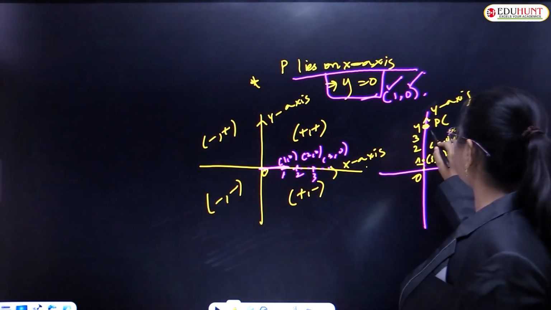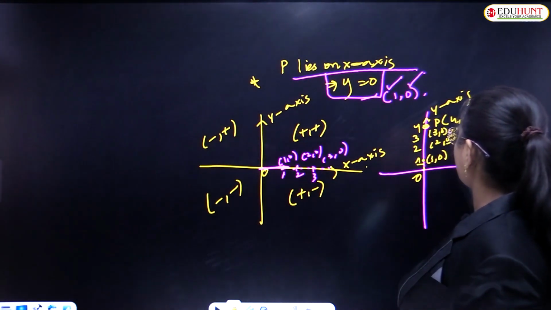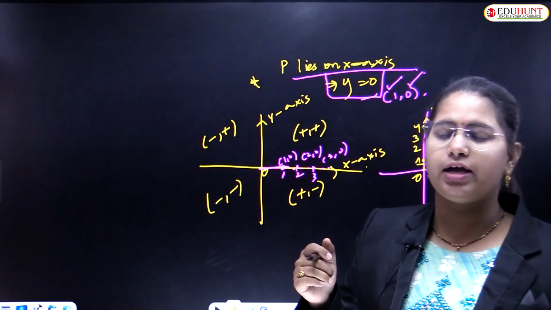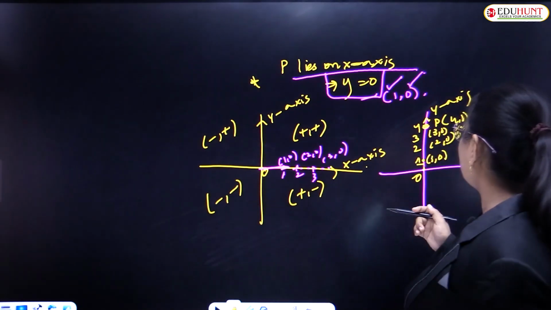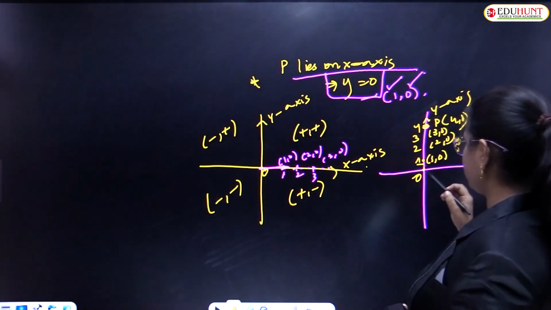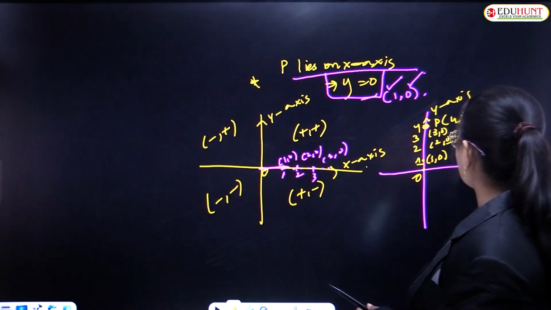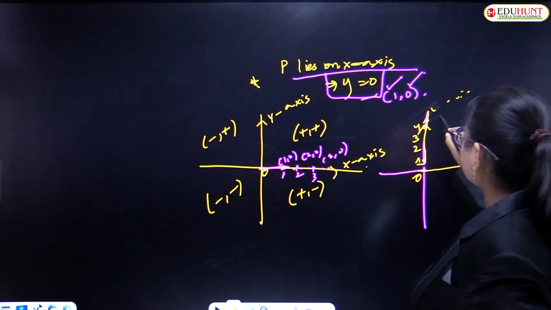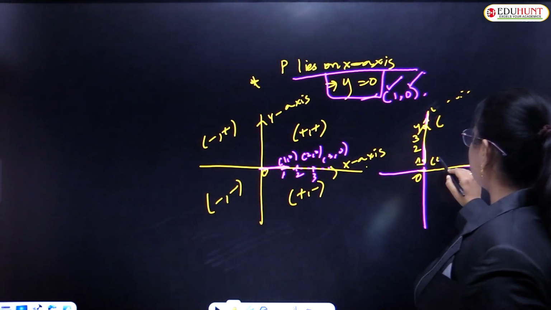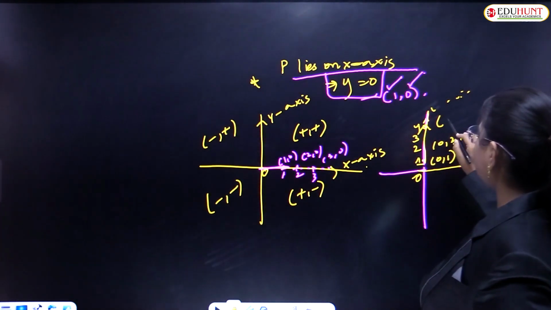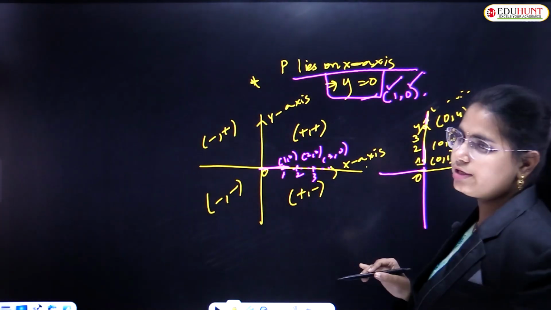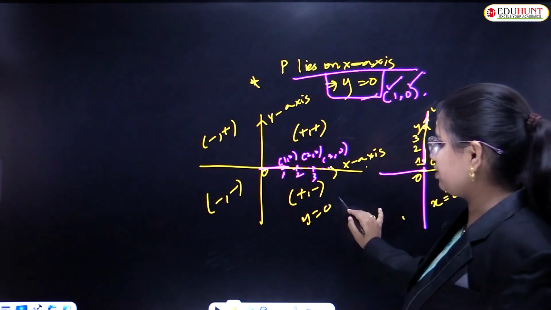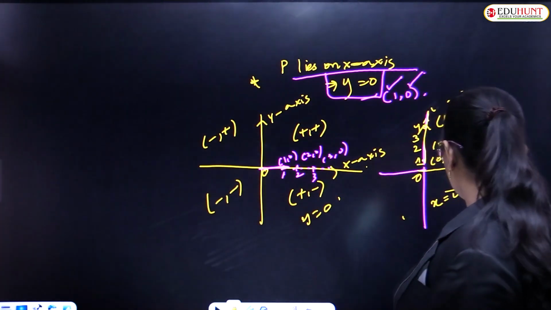2, 0, 3, 0, and this is 4, 0, and so on. So if my particular point lies on the y-axis, definitely the x value should become 0. Just a minute, I just wrote it differently. I'm so sorry. In order to lie on the y-axis, the x value should become 0, right? 0, 1, 0, 2, 0, 4: all my x coordinates should become 0. This is x equal to 0, and this is y equal to 0. Done. So these are my two conditions.